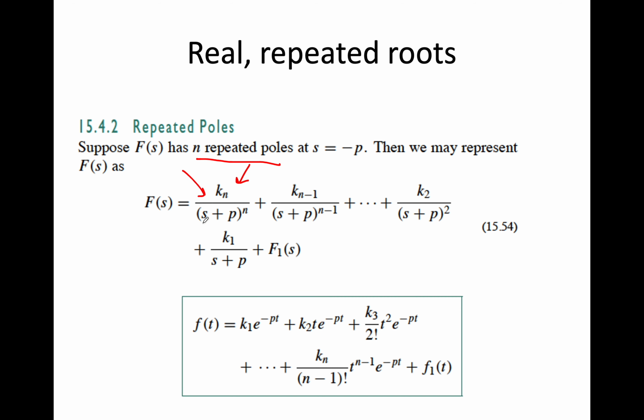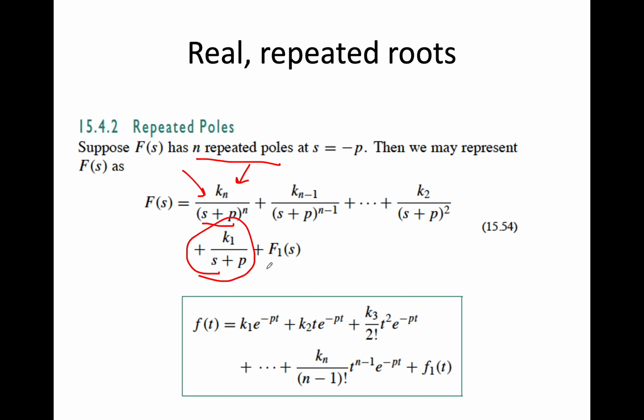So you have one term with a constant in the highest order. Let's say we had (s plus p) to the 5th power. Then your first term would be a constant over (s plus p) to the 5th. Your second would be a different constant over (s plus p) to the 4th. Your third would be a different constant over (s plus p) cubed, and so on, going all the way down to where you have just a first order term.